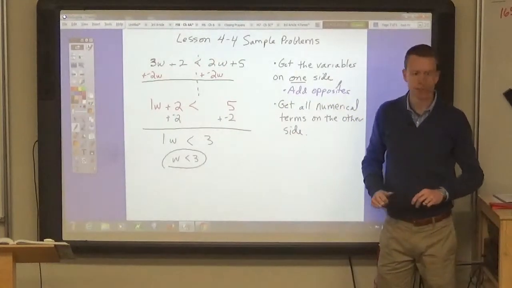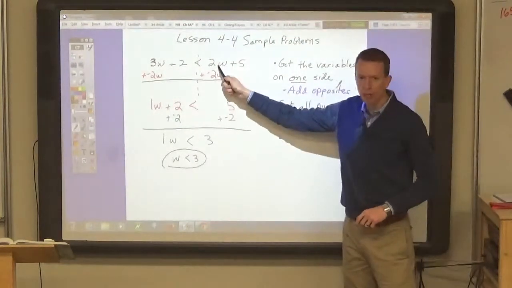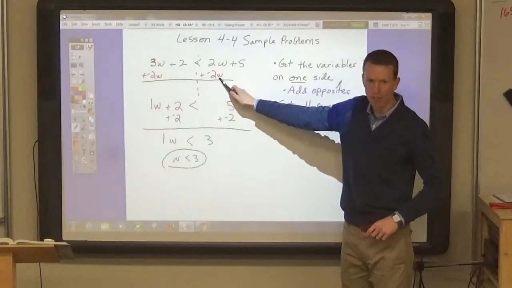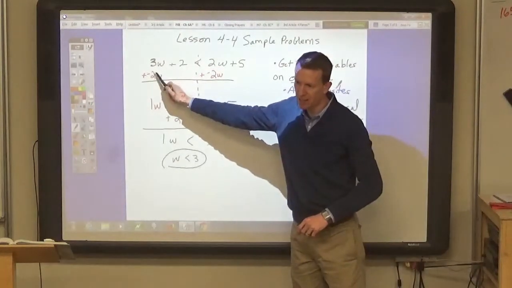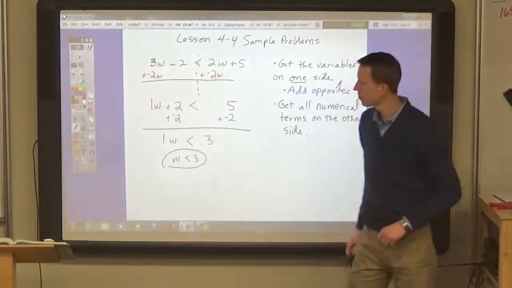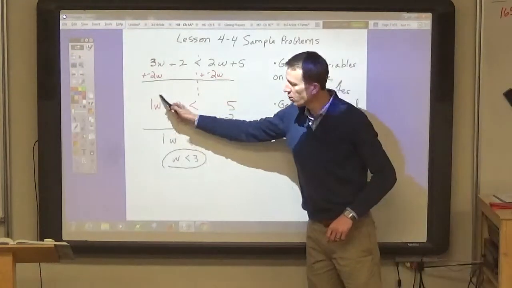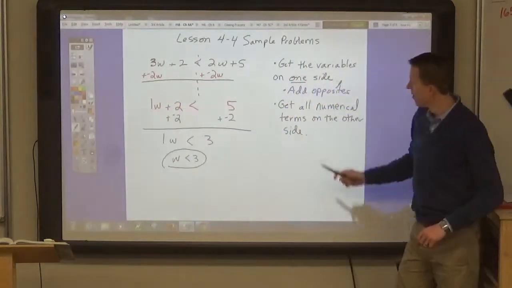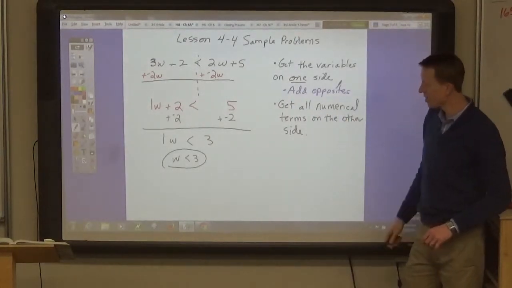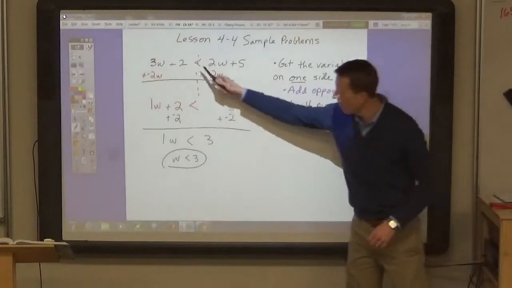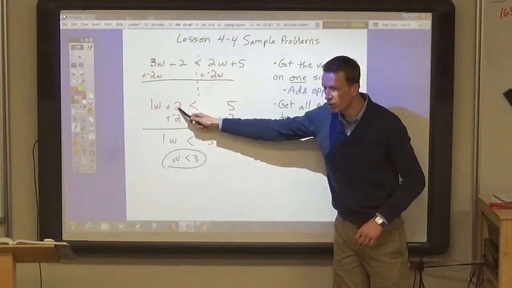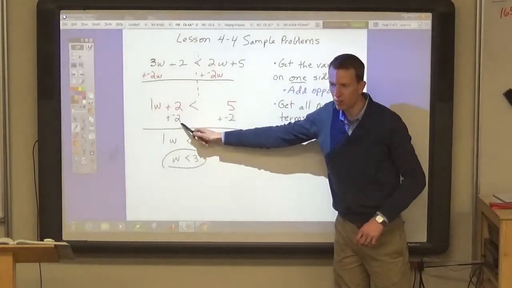All right? So we want to eliminate the 2w on this side, but if we add something to one side, you have to add the exact same thing to the other side. So that gives us 1w on the left side. Then we want to get all numerical terms on the other side. So on the side with the variable, you still have the 2. You have to eliminate the 2.